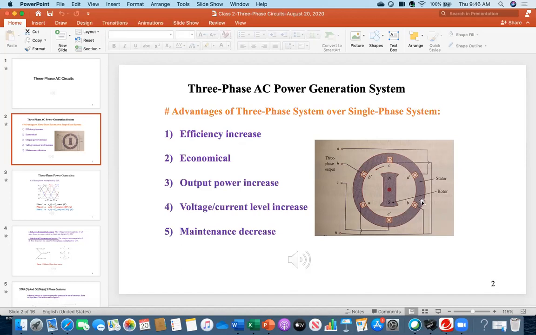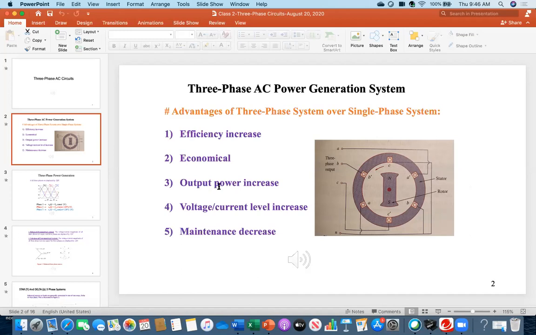Now you can make the argument that no, I will not use this arrangement. I will use just one set of coil and only one magnet, and then I will build up another set of coil with another magnet. So you can make three separate systems, but then that will not be economical. Your output might be the same, but it will not be cost effective. So that's why this is economical.